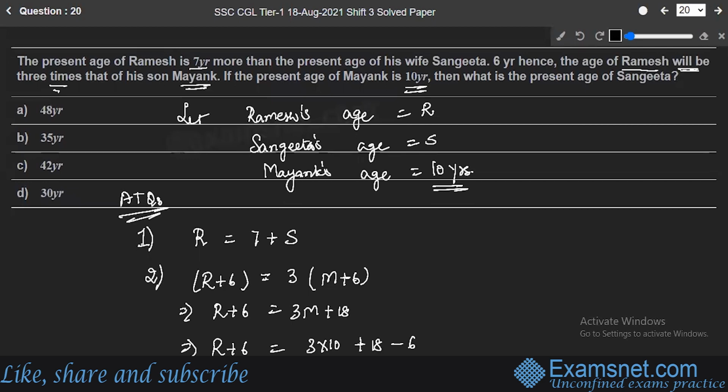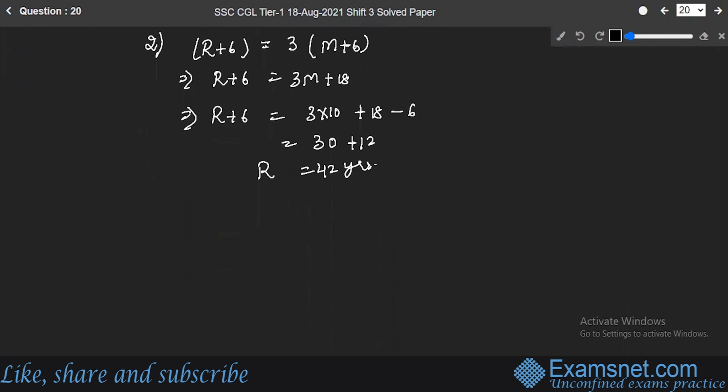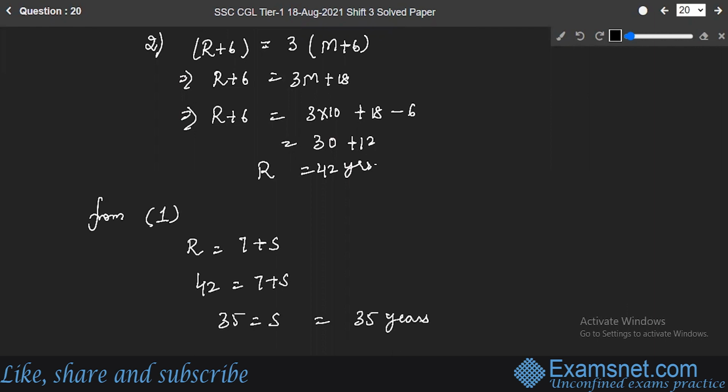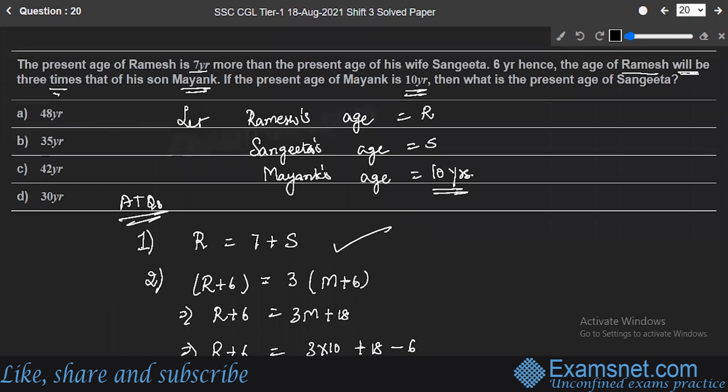Also, you are given, according to the first equation, R is equal to 7 plus S. So, from 1, R is equal to 7 plus S. 42 is equal to 7 plus S. So what does this become? S is equal to 35 years. So that means the present age of Sangeeta is 35 years. Option B is the correct answer to the question.